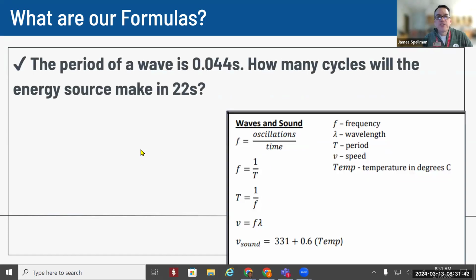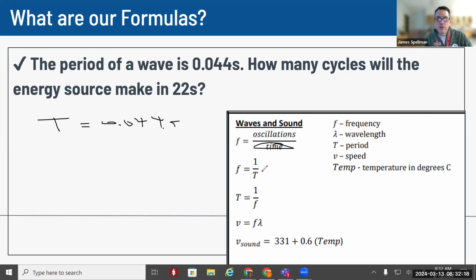So we're asking, how many cycles will the energy source make in 22 seconds? The period of the wave is 0.044 seconds. How many cycles will the energy source make in 22 seconds? So let's see, what all do we have here? We got T, which is our period. I'll write a little slower for the ink to keep up here. How many cycles will it make in 22 seconds? So we've got a time right here, right? See how we can figure things out.